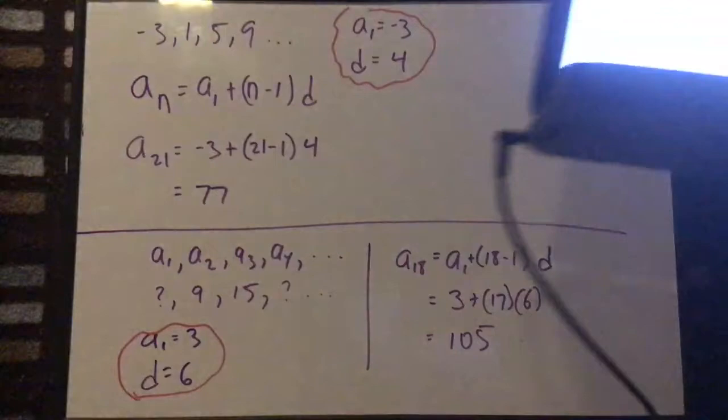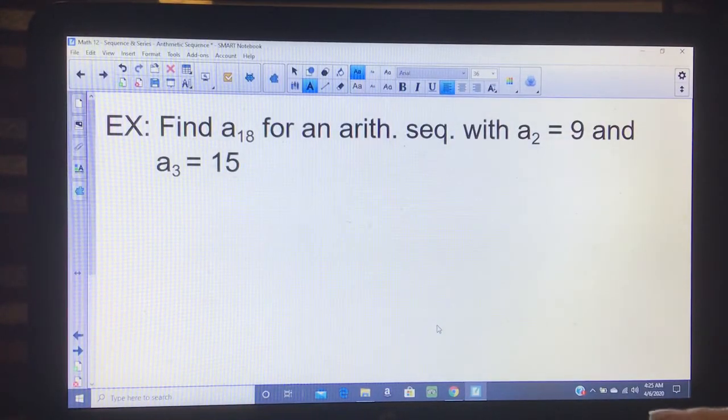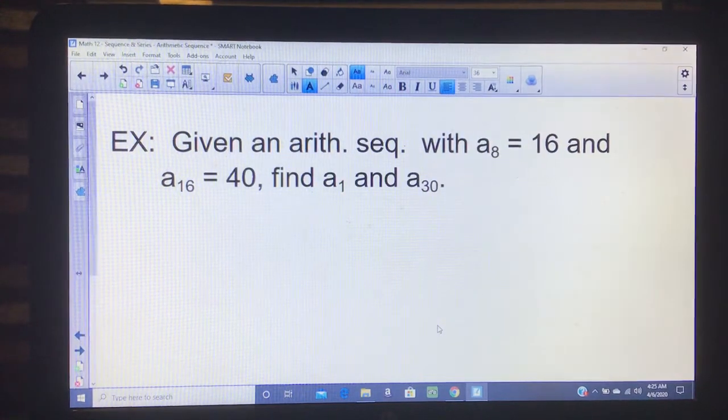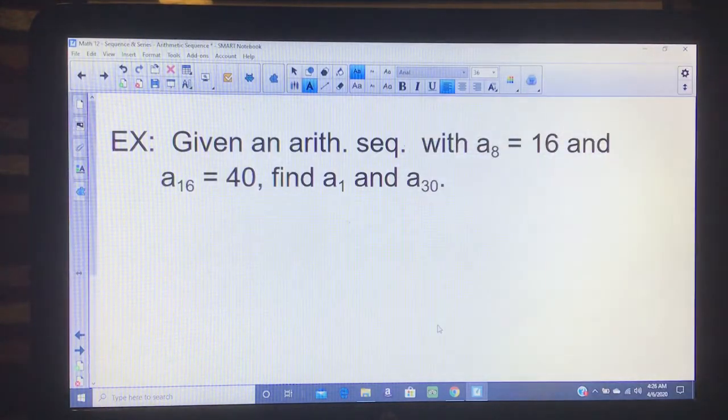Let's look at one more example that's a little more advanced. This is about as hard as it gets. Now we're given an arithmetic sequence, but they don't give me two members next to each other. They give me a sub 8, and then they give me a sub 16. The actual thing they want me to find is a sub 30. Remember, if we want to do any work with these, we basically need the first term and the common difference.